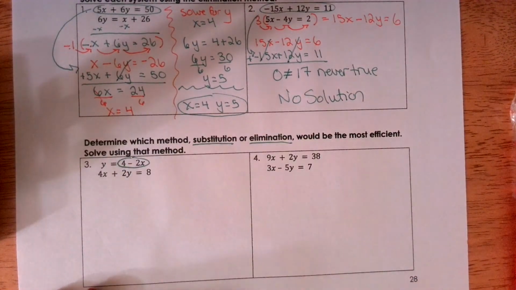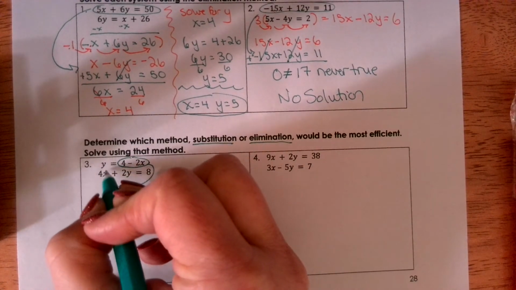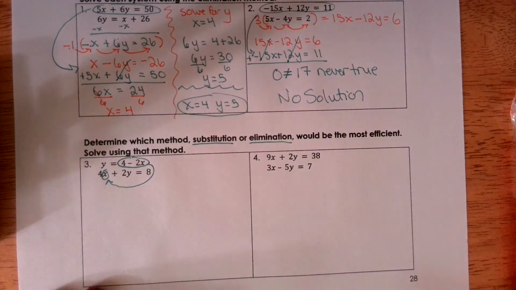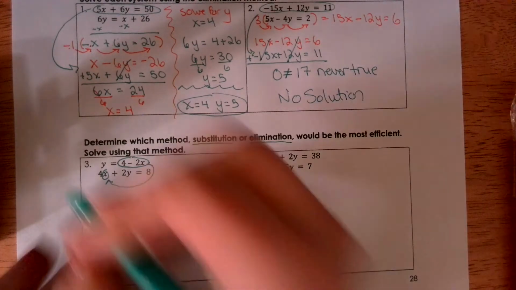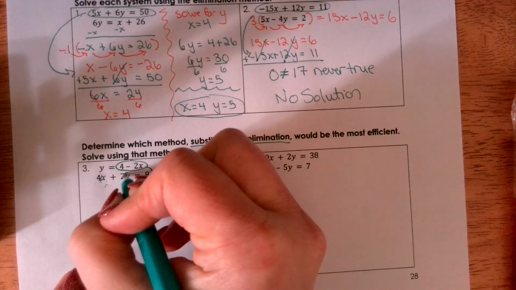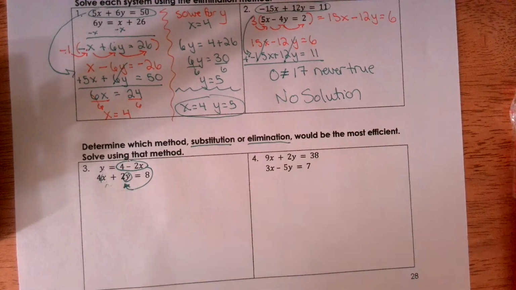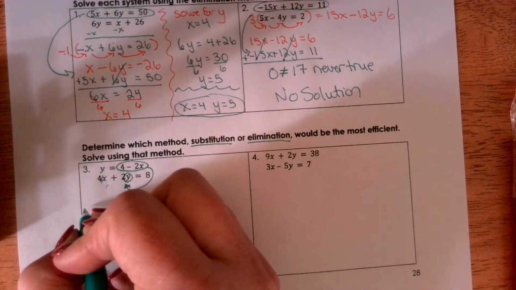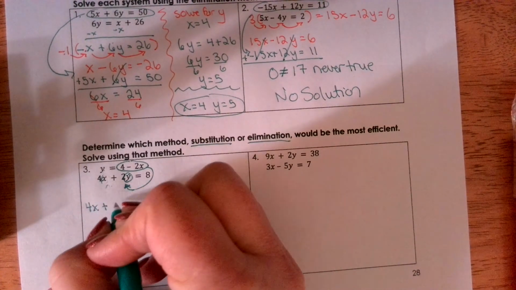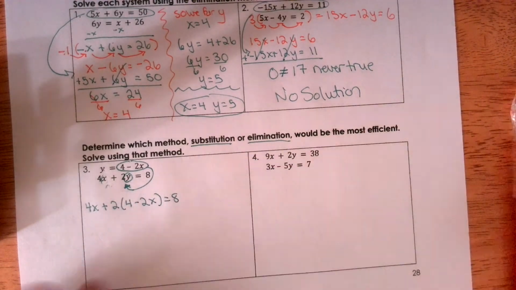I'm going to substitute this expression into this variable. Solve then for, I'm substituting into the wrong variable. Looking at x and thinking about x, so substituting it into the y because y equals that. So I will be solving for x, and then I will then solve for y. So what does that look like? I get 4x plus 2 times 4 minus 2x equals 8.